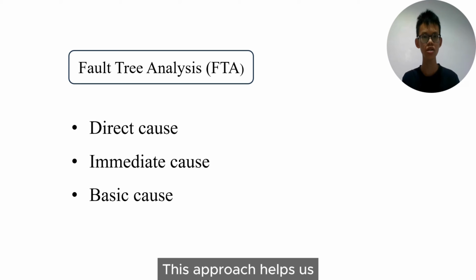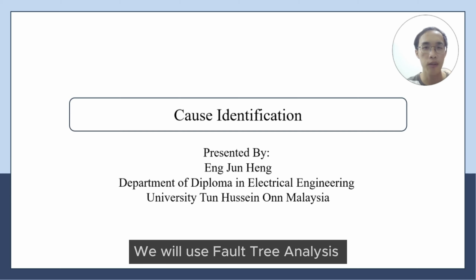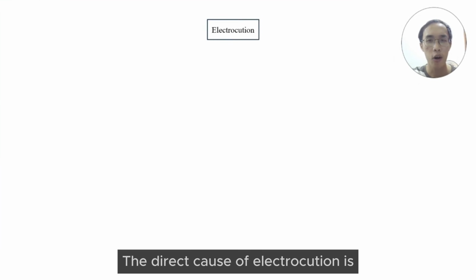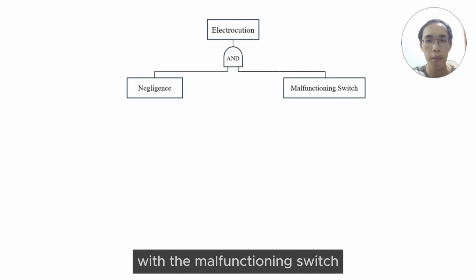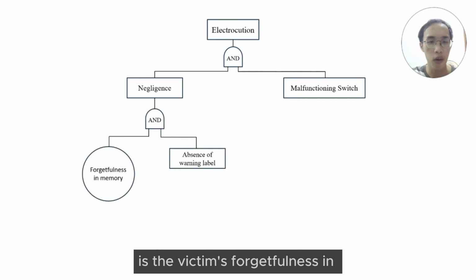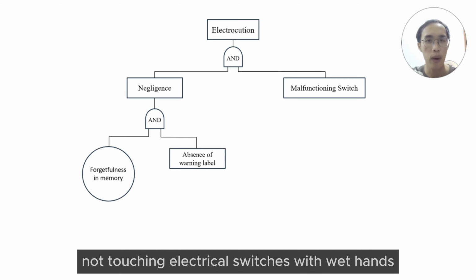This approach helps us to identify the direct, immediate, and basic causes of an accident, which then enables us to uncover the root causes. As mentioned just now, we will use fault tree analysis to carry out our cause investigation. The direct cause of electrocution is a combination of human negligence and a malfunctioning switch. Human negligence is the victim's forgetfulness of the safety measure of not touching electrical switches with wet hands.